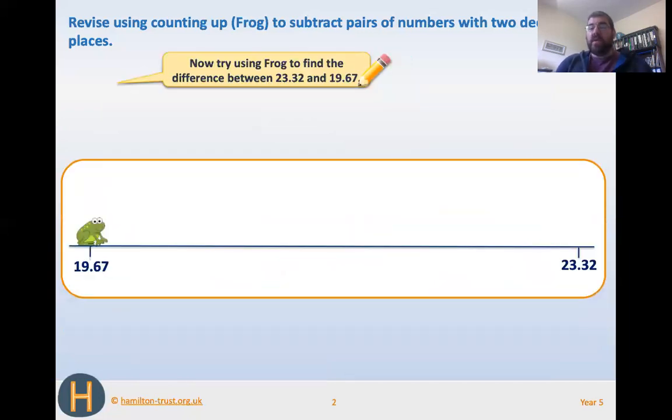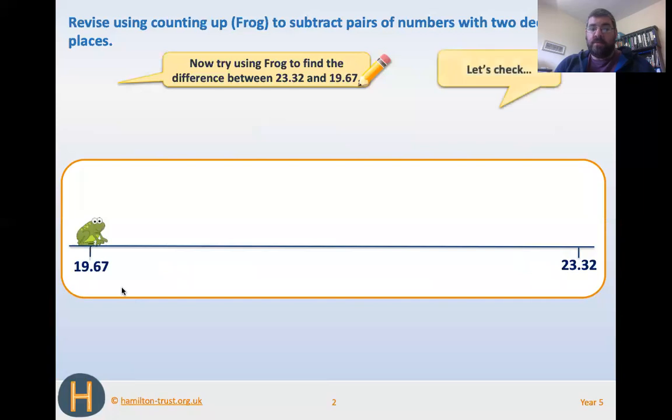That one was all within 1 unit, with no jumping over units or even tens. This one's a little bit more complicated, but it's exactly the same principle. We've got frog, the smallest number, 19.67, and the biggest number, 23.32. Frog starts at the small number, makes it all the way to the big number, and then we work out how much he jumped. Again, he's going to the next big thing. He's on hundredths here, and the next big thing is 7 tenths.